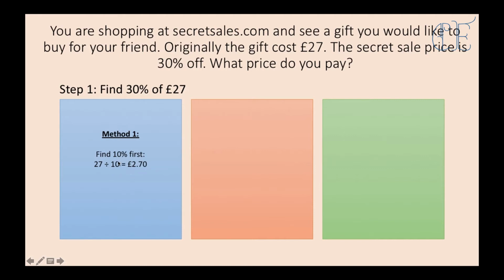So I already have 10%, and I need 30%. Technically, I need 3 lots of this 10. If I want 20%, I just times it by 2, which gives me £5.40. But if I want 30%, I do £2.70 times 3, which gives me £8.10. You could probably do that without a calculator, and I hope you can, because this isn't too difficult. So your 30% of £27 is £8.10.